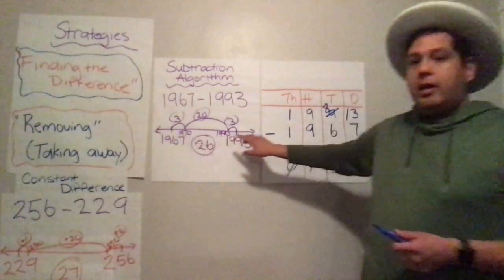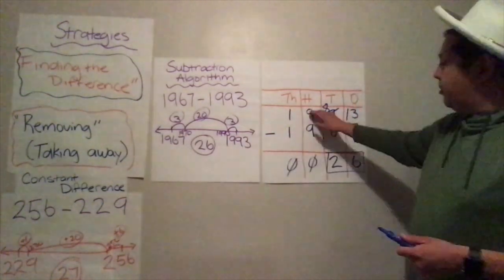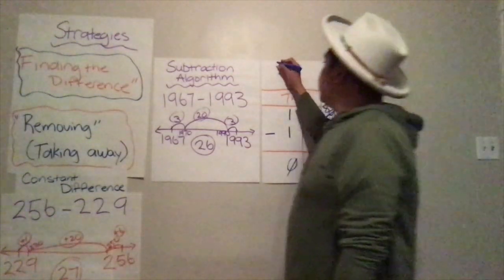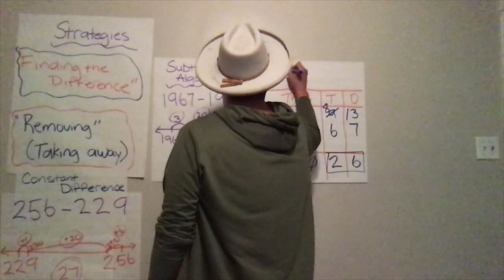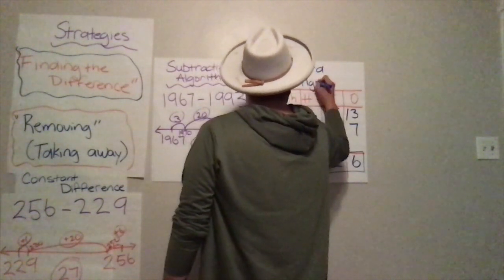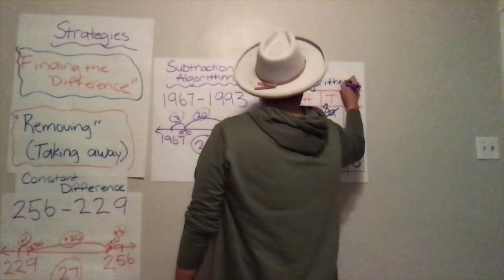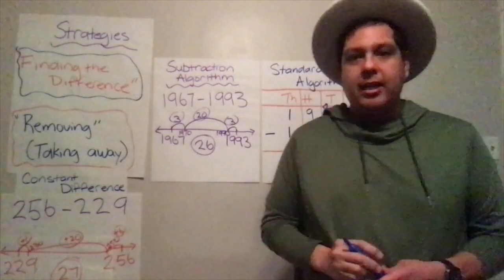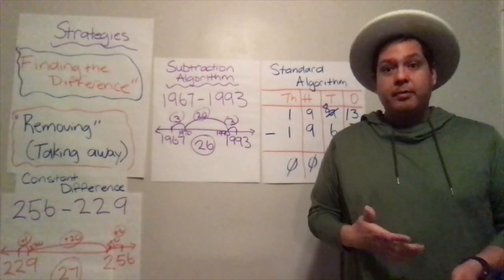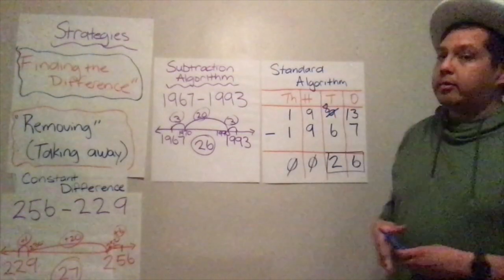This method here, when we stack up our numbers and we subtract by place value, is called our standard algorithm. So when you guys ask, hey Jose, can I stack these numbers to add or subtract them? I'm like, yeah, sure. That's called the standard algorithm.